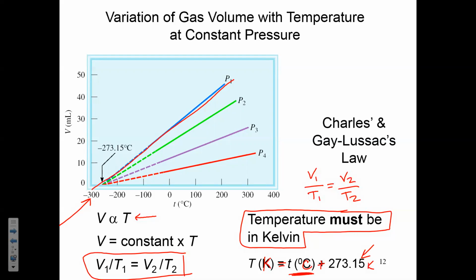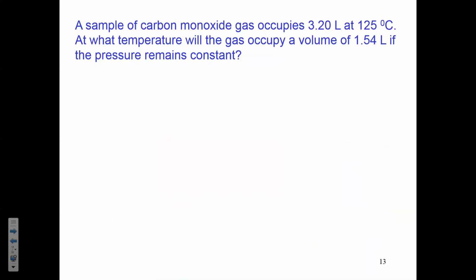Okay, let's work one of these. So something like this. The sample of carbon monoxide gas occupies 3.2 liters at 125 degrees Celsius. At what temperature will the gas occupy a volume of 1.54 liters? Okay, assuming pressure remains constant. So right away we see this, and this, and we need to figure out what they are. So when you see liters, you need to think.